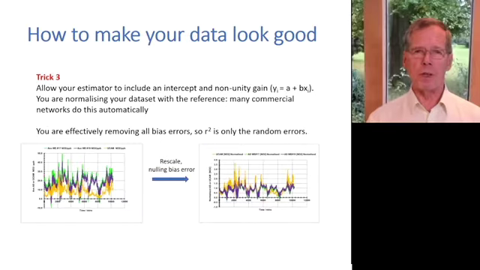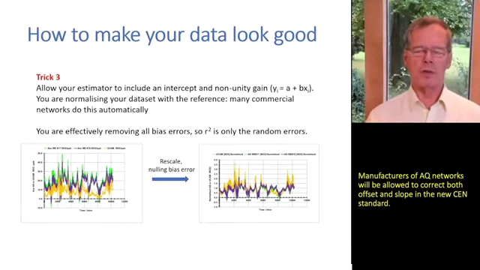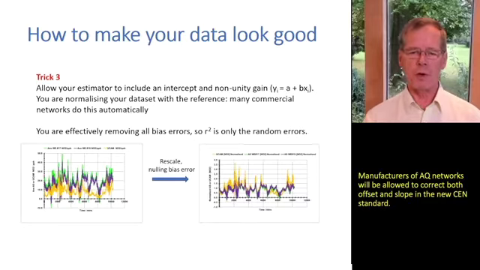The third trick of making your data look good is don't try for a unity slope on your two parameters. Allow it to fit both the intercept and the gain to optimize the difference in locating the two sensors. When you do that, you're removing all the bias errors and you're only looking at the random errors. This, for example, shows data that on the left has not been normalized for the bias errors, and on the right, after normalization, it has.